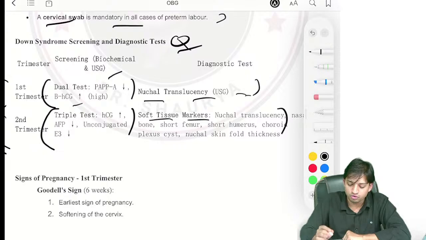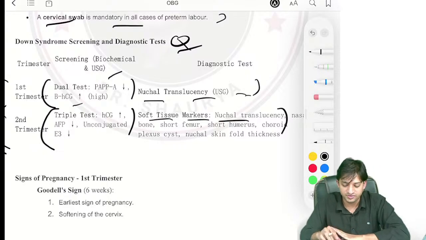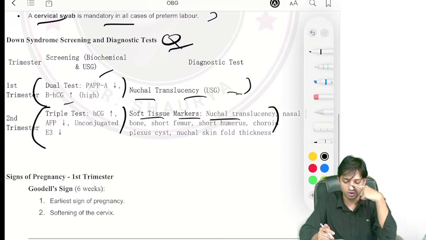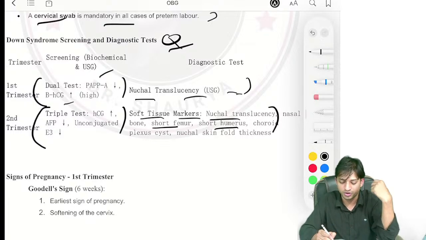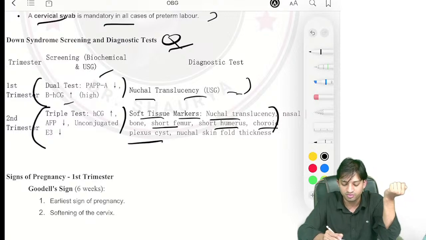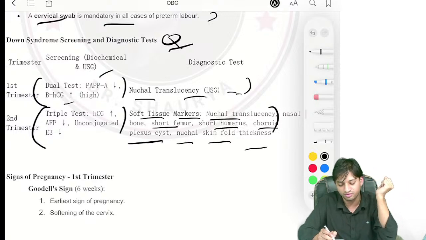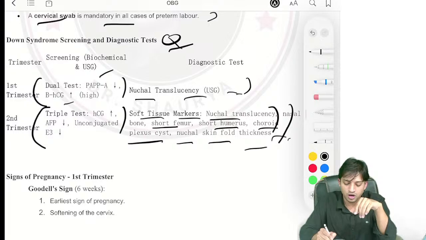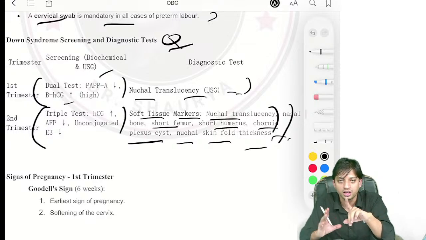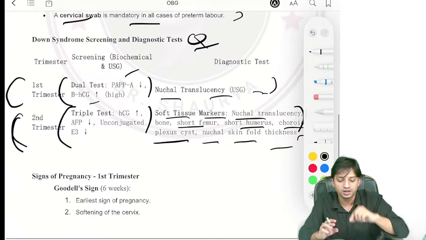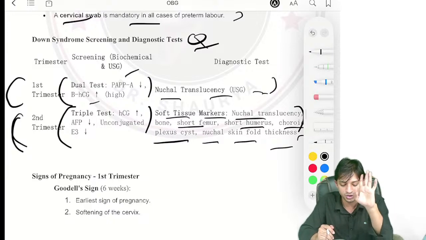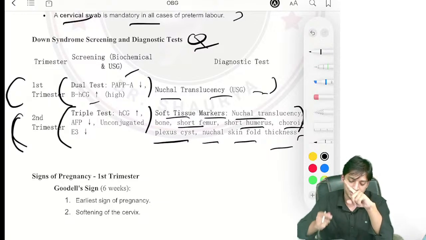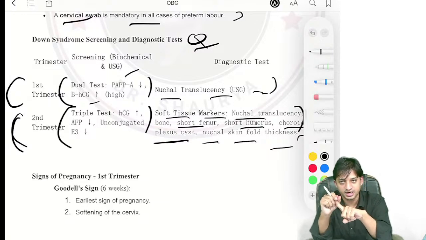Come here, soft tissue markers, you already know here, nuchal translucency we have discussed, it will be there. Nasal bone will not be properly formed, right? Femur will be short, humerus will be short, choroid plexus cyst will be there, and nuchal skin fold thickness will be there. These are the signs and the soft tissue markers that you will be looking for on USG diagnosis, right, of the Down syndrome screening. Very important, only dual markers and triple test. You know, triple test most commonly asked, HCG will be elevated, right? Then in second trimester, AFP decreased and unconjugated E3 decreased.